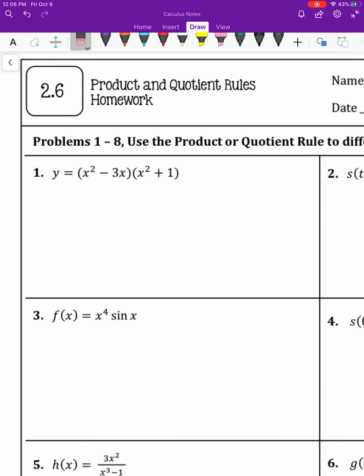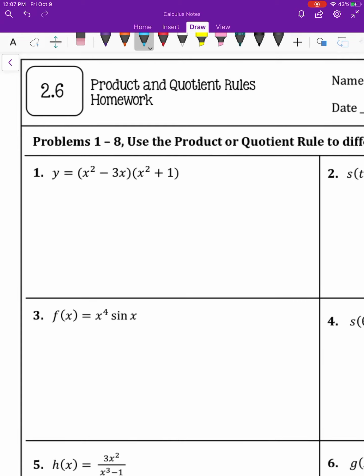Calc PC, I thought I would just do the first two problems of the 2.6 homework so you can kind of get an idea of what the product rule is like. And I guess I'll do maybe a couple of other ones for quotient rule, or maybe just one of each. I don't know. Anyway, this is 2.6. I'm going to go ahead and look at problem number 1.